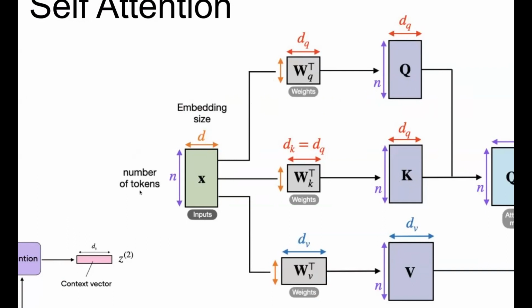So these three matrices, the query, key, and value matrices, if you see their dimensions, the number of tokens, N, would always remain. After getting these weight matrices, we will have N cross DQ, N cross DK, and N cross DV, right?